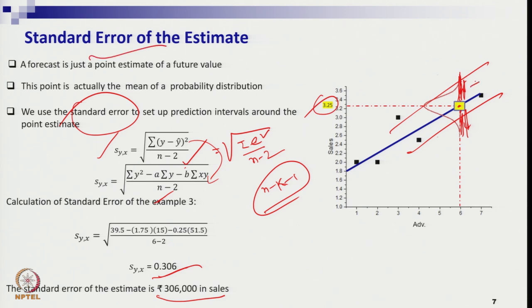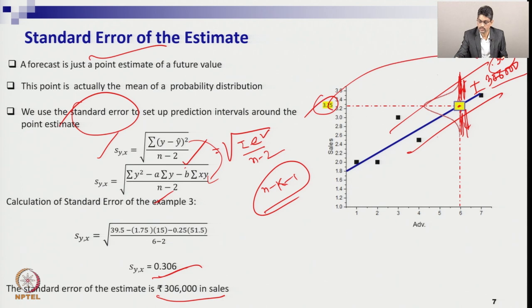So it is nothing but plus minus 306000, or you can say 0.306, whatever the scale you put. This deviation can be on the plus side or the minus side. This way you can measure the standard error. I'll show you in Excel in more detail. So the lower the standard error value, the better the model.